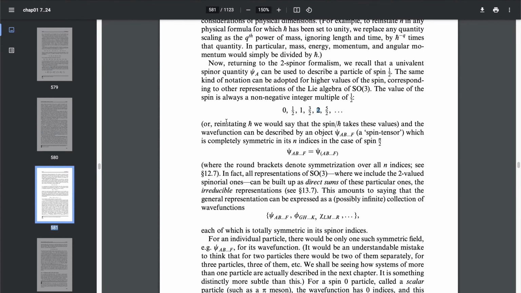And if we used h bar here, then we should include h bar multiplied by that value. Anyway, the wave function can now be described by an object psi with those capital indices A, B, F here, called the spin tensor, which is completely symmetric in its n indices in the case of spin n/2.